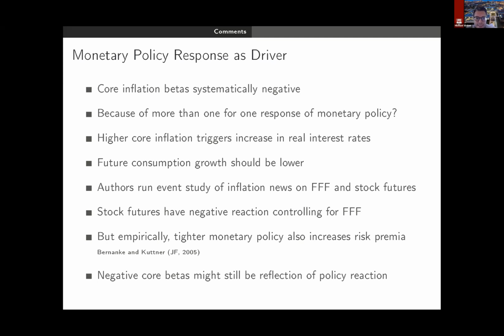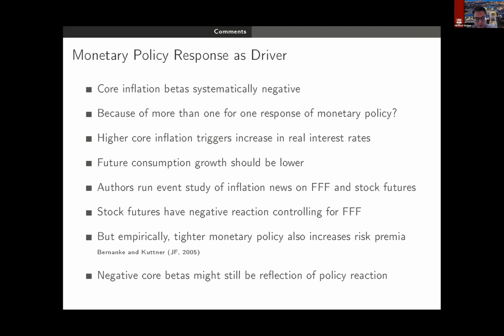Now, Nick was skipping over that. They do this very nice exercise where they run a high frequency event study, trying to understand whether monetary policy shocks or inflationary shocks result in an updating of Fed funds futures. And then they show indeed that's the case, higher core inflation, higher expected Fed funds rate as implied by Fed funds futures. But conditioning on changes in Fed funds futures, you still do see stocks tanking.